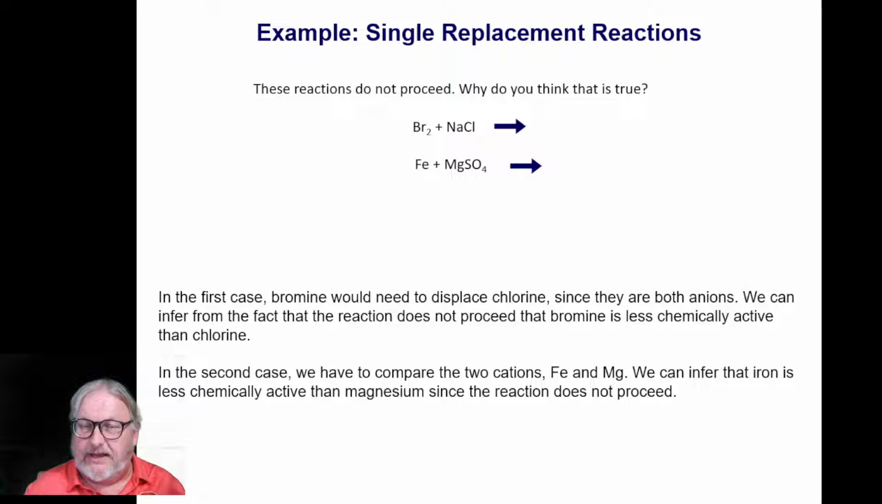In the second case, we've got to compare these two cations, iron and magnesium. So we can infer, because the reaction did not proceed, that magnesium is more reactive than iron, or that iron is less reactive than magnesium. So it did not proceed. So yeah, we can use this to set our chart up. We can use this reasoning and these reactions to determine how chemically active these elements are.